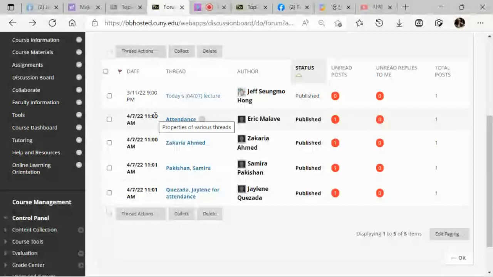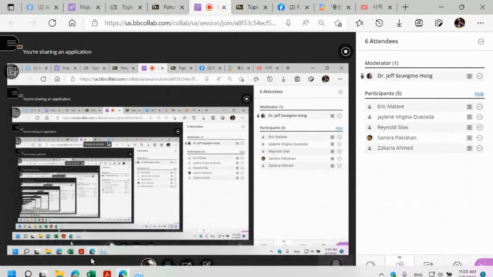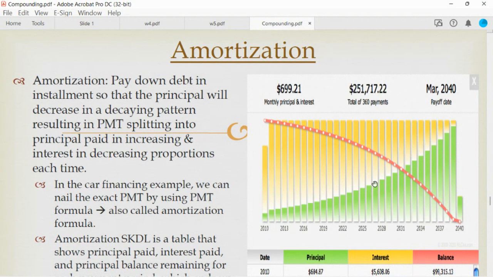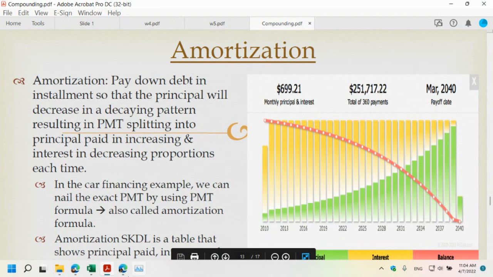Okay, so in our last class, we discussed what amortization is, and how it shows a decaying pattern in the principal balance, and what the difference is between an exponential function or exploding pattern and a decaying pattern. So it's very hard to hear you.